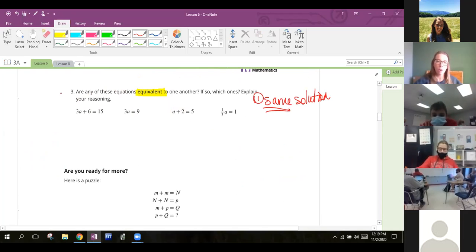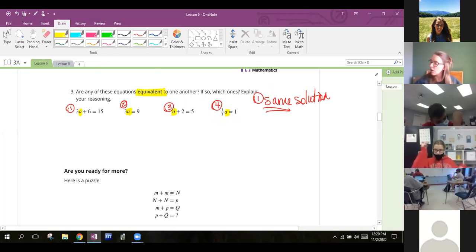All right, so how are we going to determine if this equation, this one, and this one have the same solution? Substitute numbers. Well, we don't have any numbers to substitute, so what do we have to do? Get the variables by themselves.